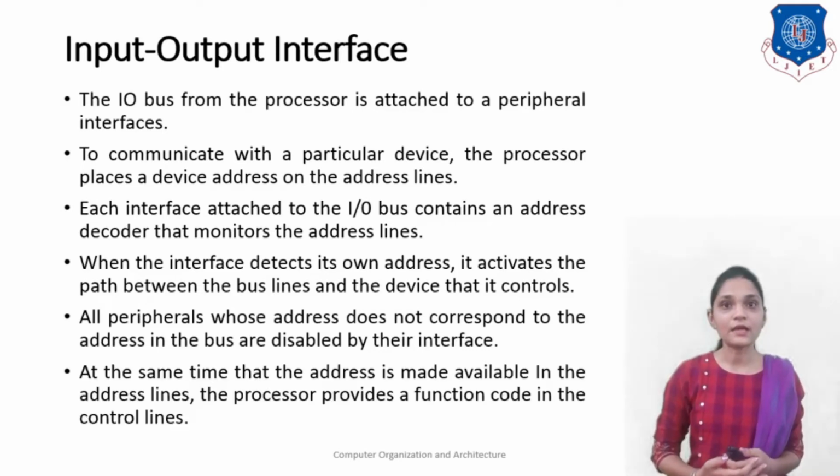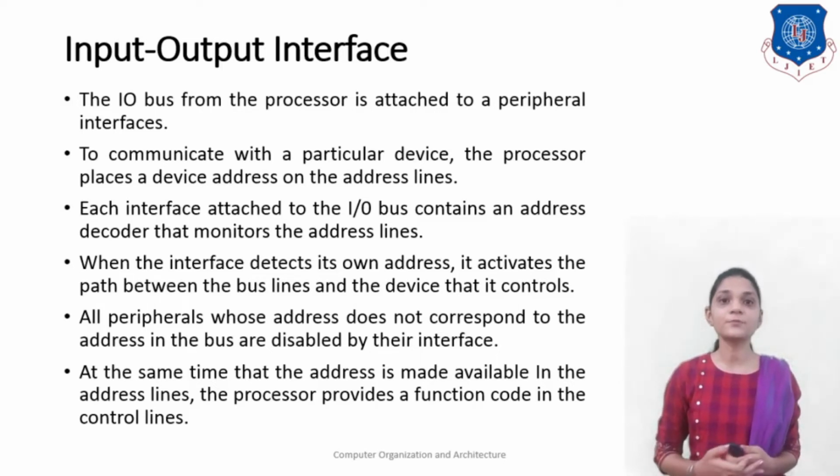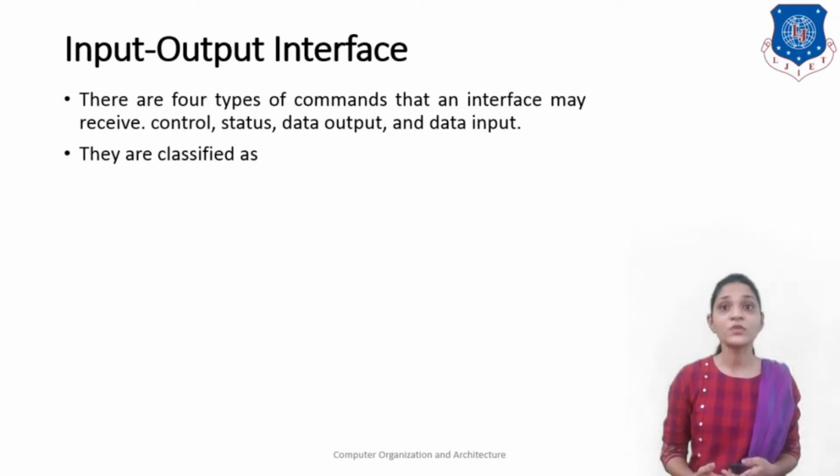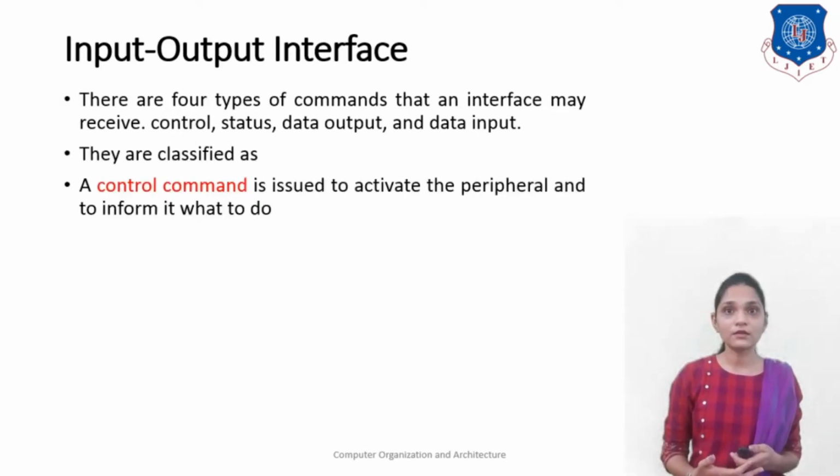At the same time that the address is made available in the address line, the processor provides the function code in the control line. Here we can say that there are a total of 4 types of command that an interface may receive, and these commands are control, status, data output and data input. Let me first see the control command.